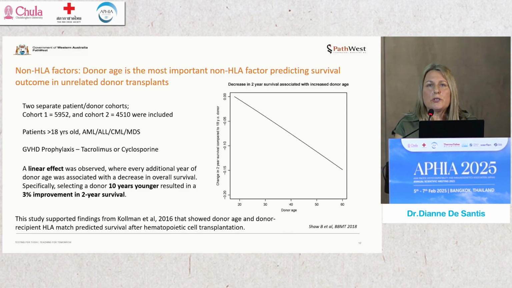So they showed, in patients who were older than 18 years old, who had AML, ALL, CML or MDS, and were given tacrolimus or cyclosporine-based GVHD prophylaxis, a linear effect where every additional year of donor age was associated with a decrease in overall survival. Specifically, selecting a donor 10 years younger resulted in a 3% improvement in 2-year survival. And this study supported previous findings from Coleman in 2016 that showed donor age and donor-recipient HLA match predicted survival after transplantation.